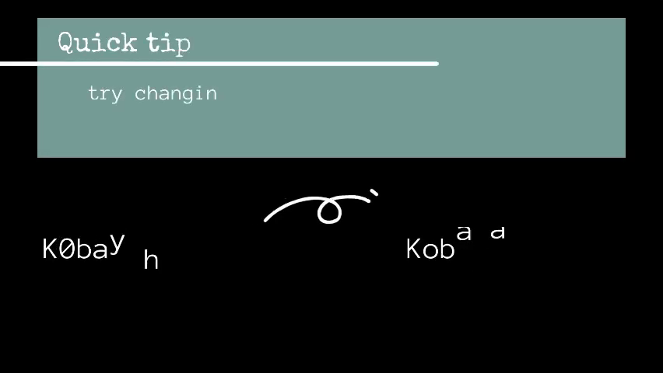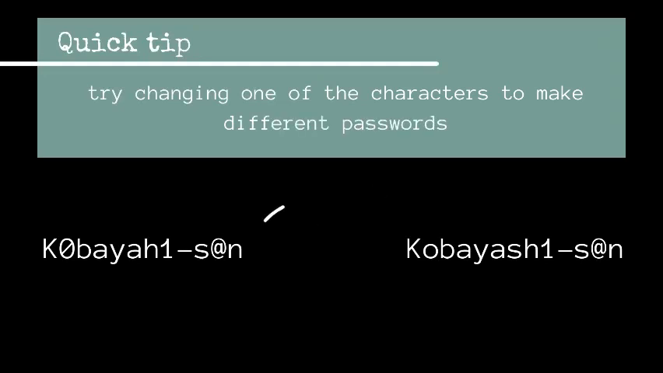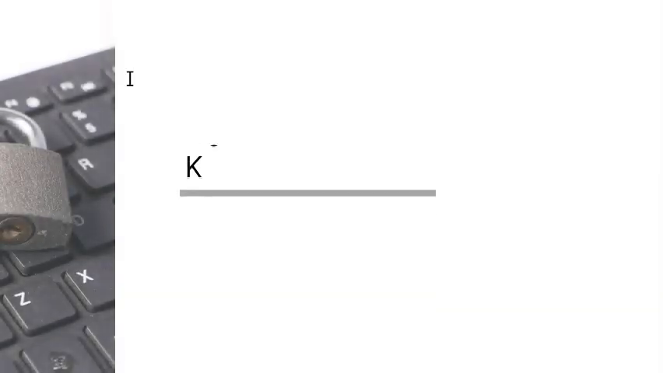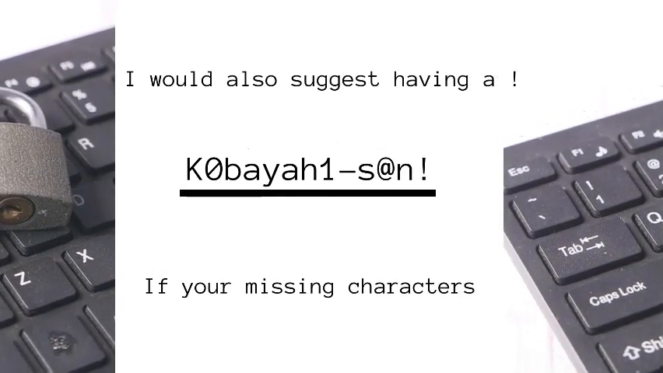Quick tip, try changing one of the characters to make different passwords. For example, change the 0 back to an O. Or try changing one of the A's in Kobayashi-san to an @ sign. I would also suggest adding an exclamation mark if you're missing characters.